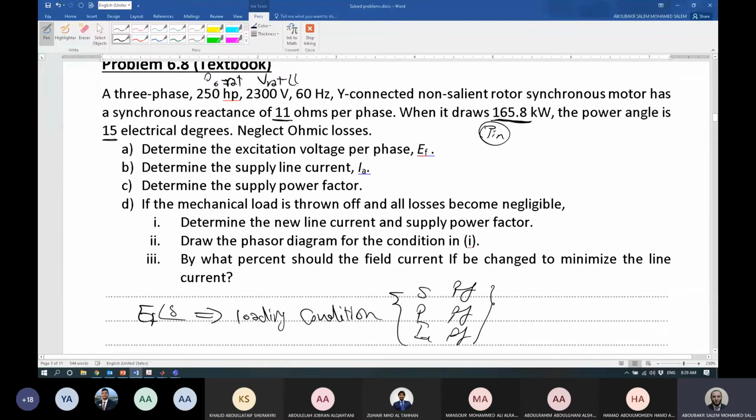But again, the data we have here: we have power angle equal to 15, we have the amount of power, and you know the magnitude of voltage.